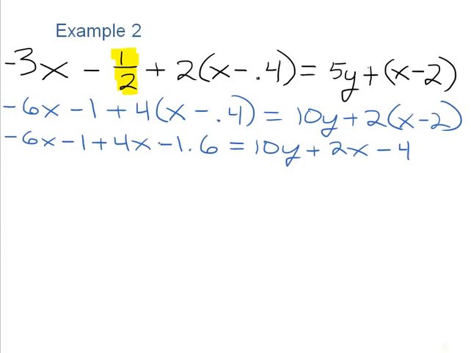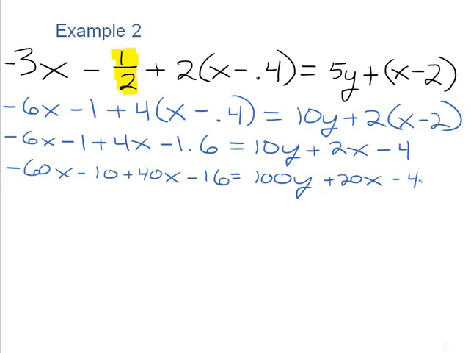Now I know a lot of you are saying, well, shouldn't I combine like terms first? If you want to, you can, but I like to stick to my steps in the order that they are. That way I don't have to really think a lot from question to question. It's always just the same steps. So multiply everything through by 10. Negative 60x minus 10 plus 40x minus 16 equals 100y plus 20x minus 40.